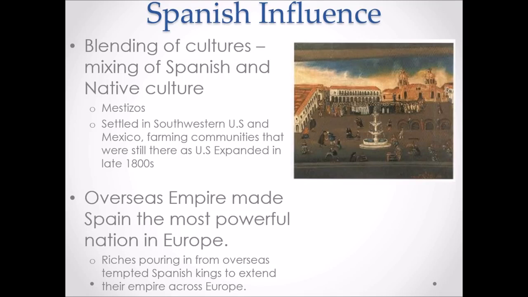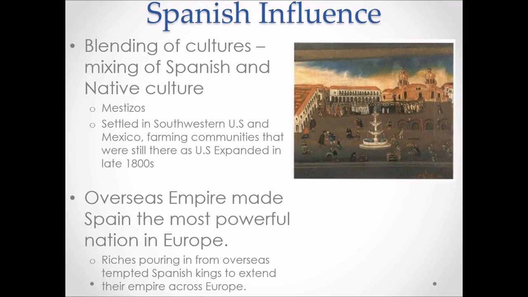So you can't really forget that this overseas empire that Spain had created, and dealing with these Native American groups, really is what's going to make them the most powerful nation in Europe, definitely.